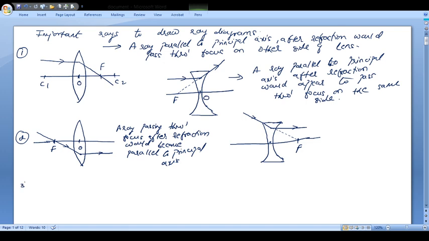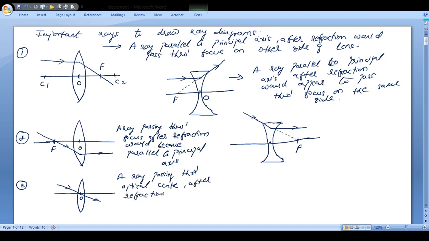Now let's see the third one. I hope this part is clear. We need not write it, it is exactly the same point. And the third point you can see here is that if I have a ray passing through the optical center, say this is optical center O, then this ray will go undeviated after refraction. So a ray passing through optical center after refraction would go undeviated.